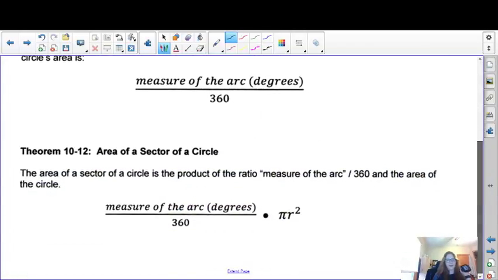To determine the area of a sector, I take the degree of the arc over 360 times my pi formula. So it's very similar to the arc length formula. The difference is I'm multiplying it by the area formula versus the circumference formula.